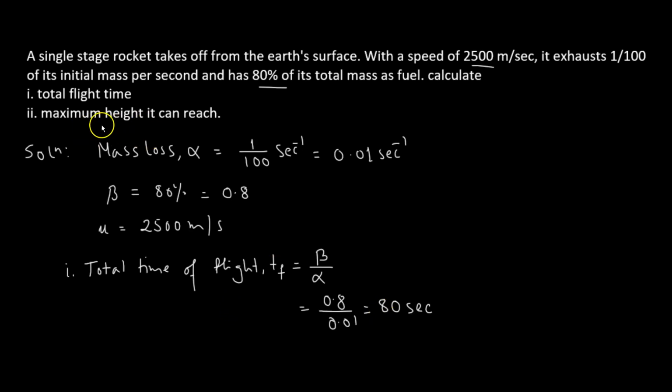Now we have to find out the maximum height that it can reach in this total time of flight, that is 80 seconds. So let's do that. To do that, we're going to use the formula for finding out the total height. That is given by h_F is equal to the total time of flight, T_F, multiplied by (V_0 minus half g times T_F plus U over beta times (1 minus beta) times natural log of (1 minus beta)).